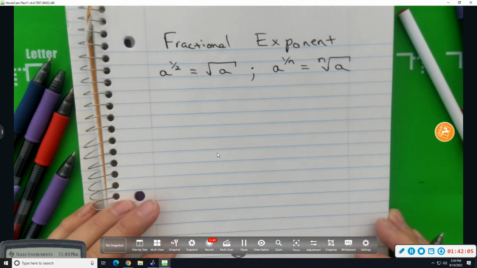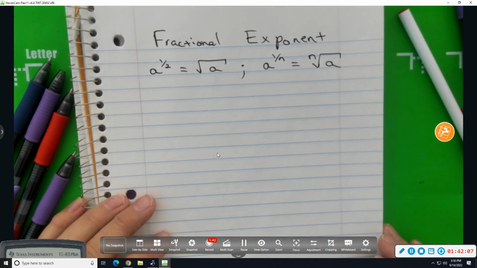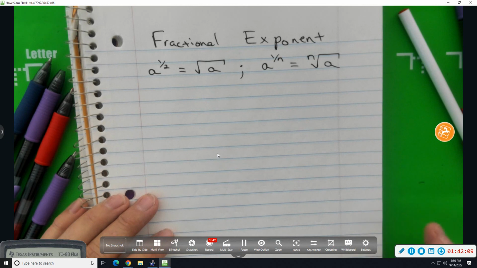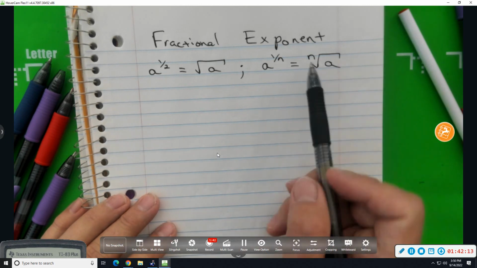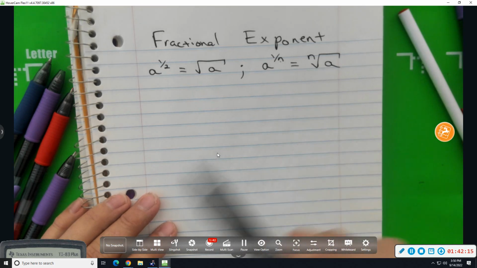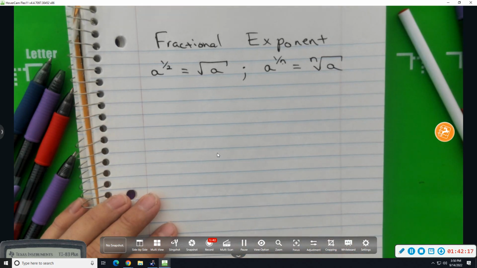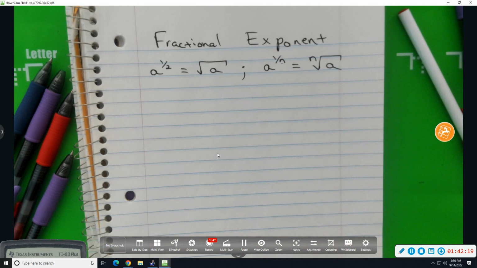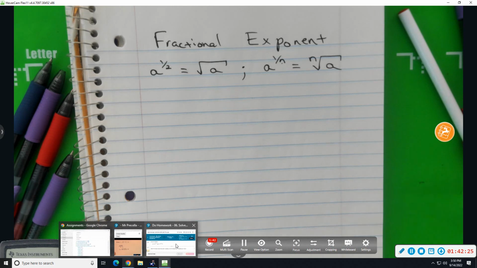So that problem that we had written up, that flashed up there on the screen a moment ago, had an exponent of 1/3. An exponent of 1/3 would be what type of radical? A cube root. Okay. So these fractional exponents are nothing more than just other ways of expressing radicals.